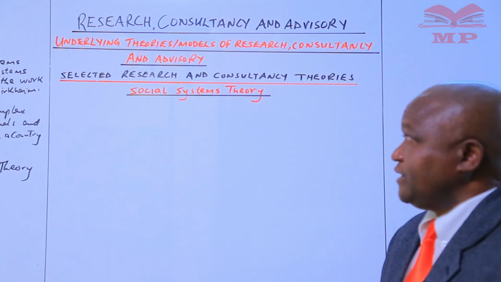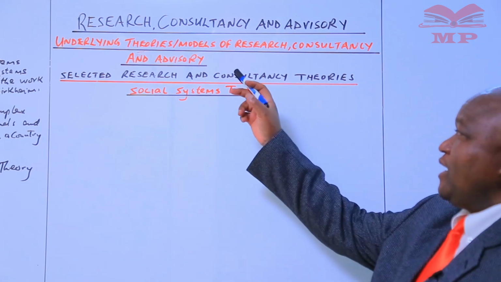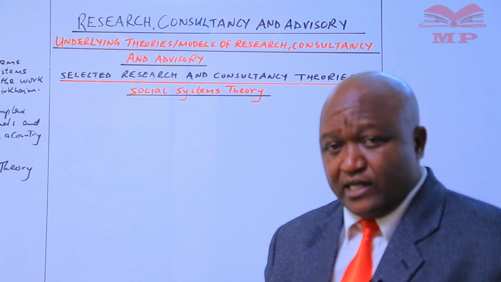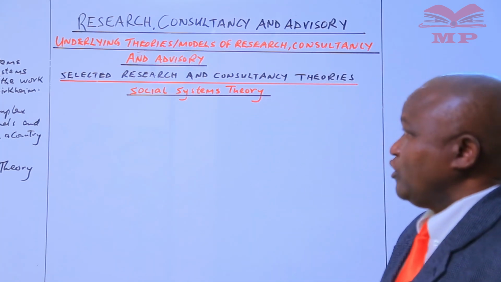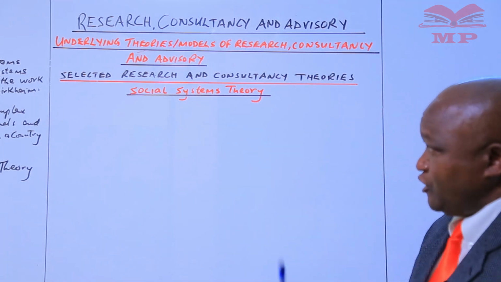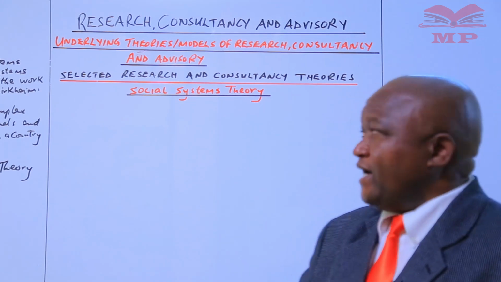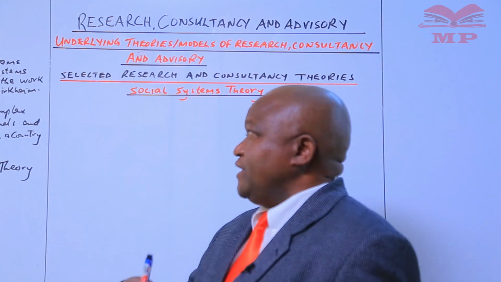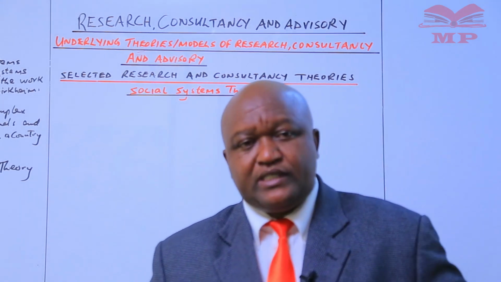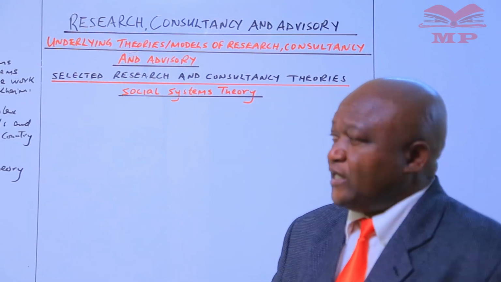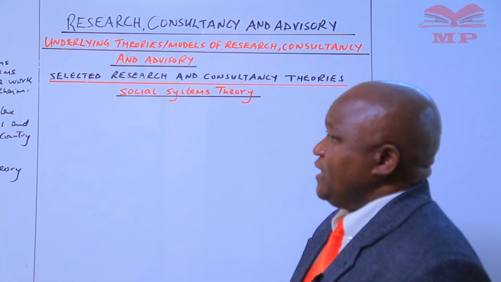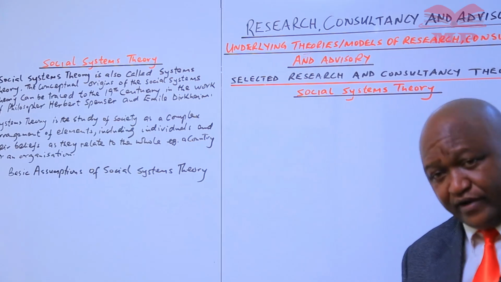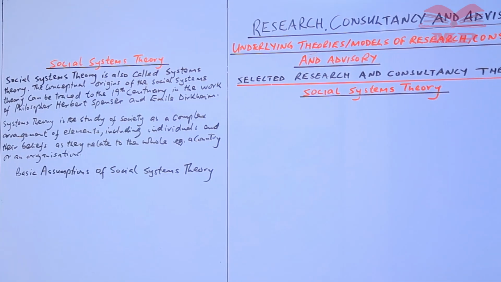We are looking at underlying theories and models of research, consultancy, and advisory. Our focus today in the lesson will be on social systems theory, which falls under selected research and consultancy theories. The social systems theory has been used extensively in social sciences, and it is also referred to as systems theory.